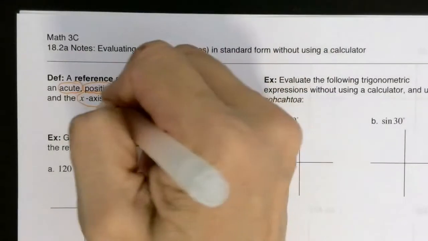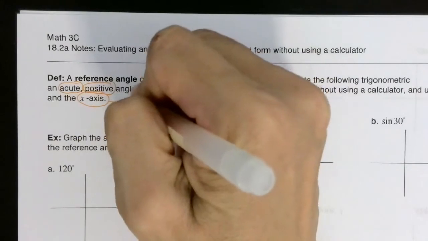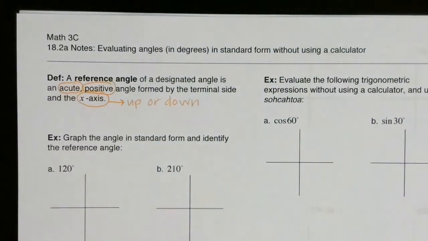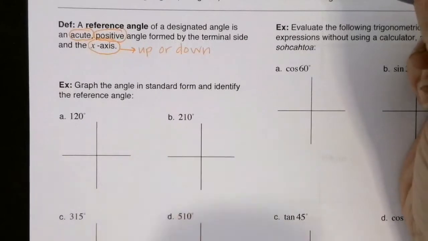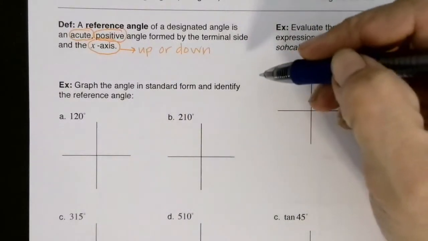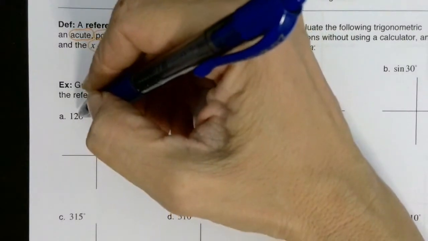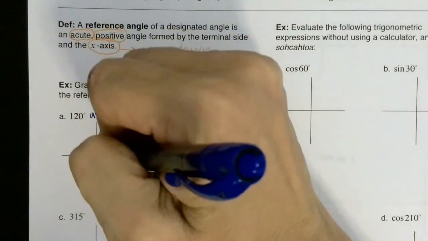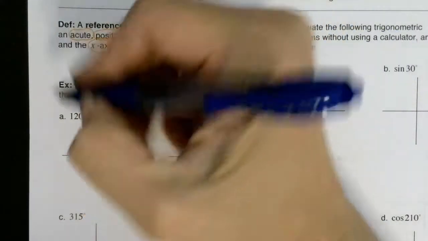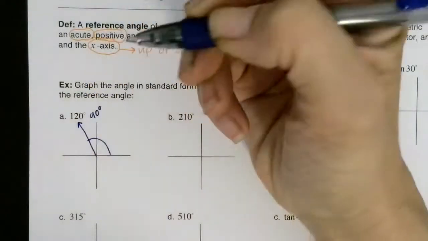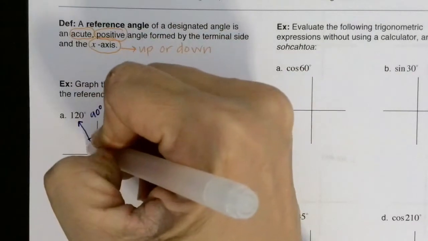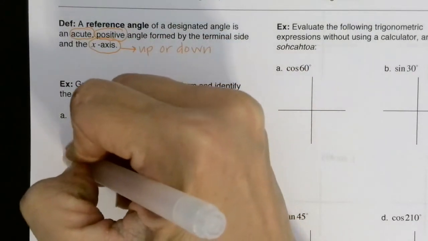So what this means is you're always going to make your triangle by either going up or down. Okay, and you'll see what I'm talking about in just a second. The first part says graph the angle in standard form and then identify the reference angle. So the original angle is 120 degrees. We know this is 90 degrees. So we are going to go 30 degrees past so that we get to 120 degrees. And then the angle that we're interested in is this angle that connects back to the x-axis.